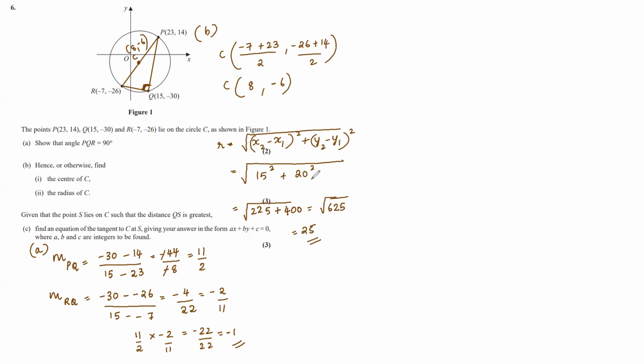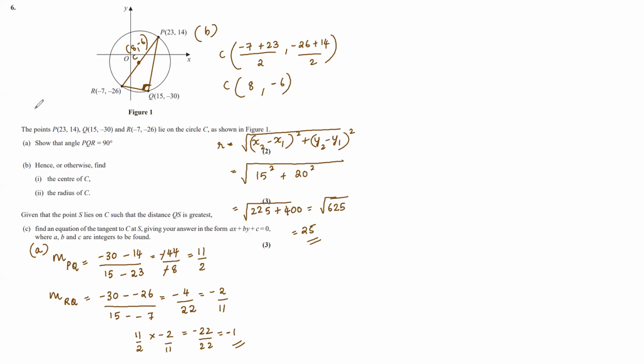Now moving on to the C part. Given that the point S lies on C, we have a point that lies on this circle such that the distance QS is the greatest. In a circle, if the distance is the greatest, that means it should be the diameter.